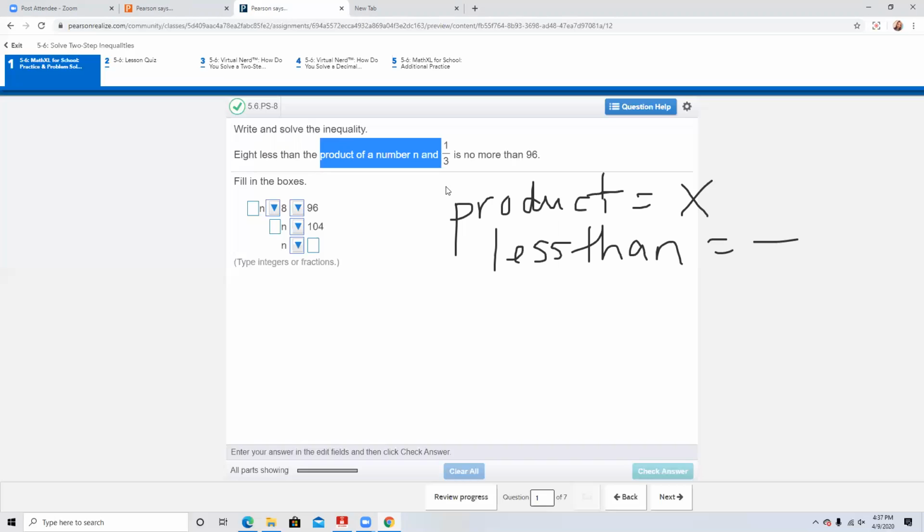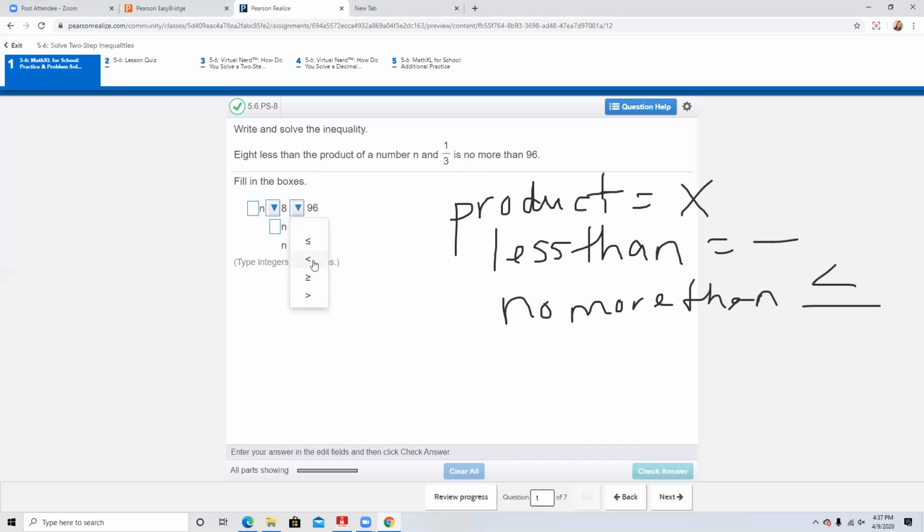And then it says no more than. Okay, this is when we get to the inequalities part. No more than means that it's not going to go more than 96. So that means you're going to use the symbol that has an equal to at the bottom. So you can already eliminate this sign right here, less than, and then greater than. You can eliminate those two signs already. So the only ones you'll have to use are this one right here and this one. So no more than is the less than or equal to sign because you're not going to go over 96.